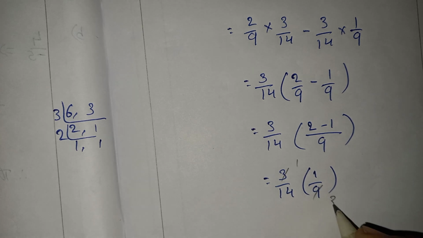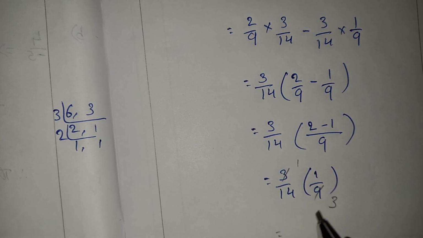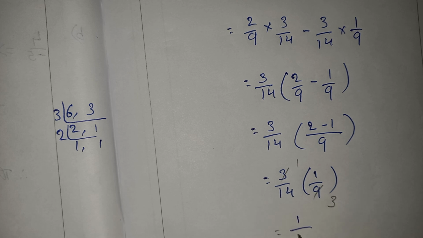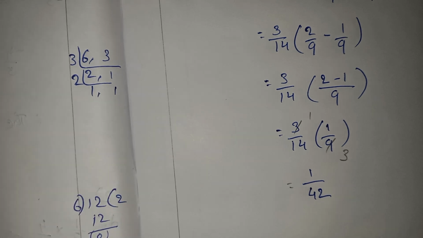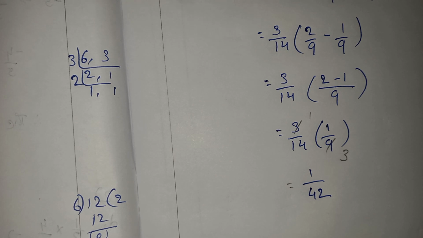3 ones are 3, 3 threes are 9. Okay. So the answer will be 1 by 14 threes are 42. So the answer is 1 by 42. Now I explained the third question, parts A and B. You have to do the third one on your own. Okay.